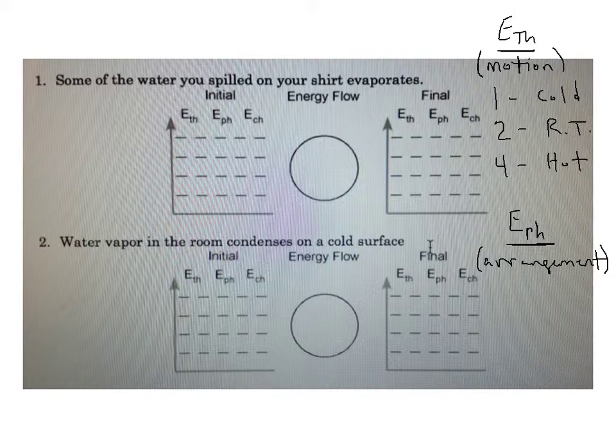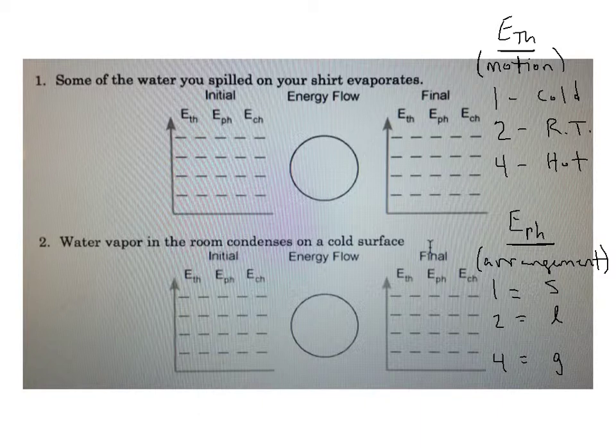Phase energy, 1: there is an orderly arrangement, stronger attractions between particles. Attractions are not overcome, so there's vibrational movement. That would be our solid. 2 bars would be a liquid, and 4 bars would be in the gaseous phase. So I'll leave that up there. We'll go ahead and fill in our energy bar charts.